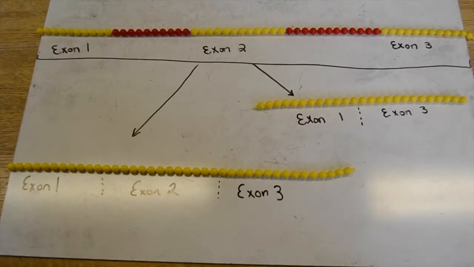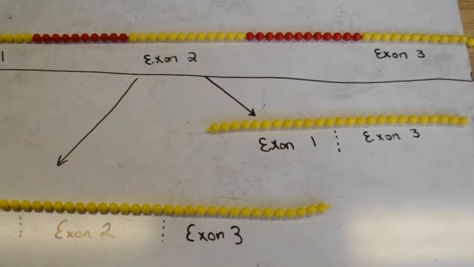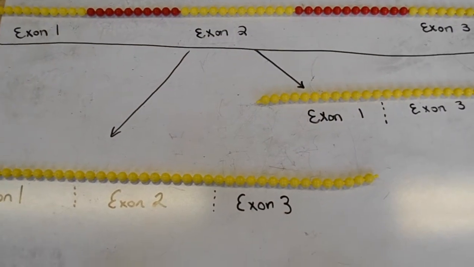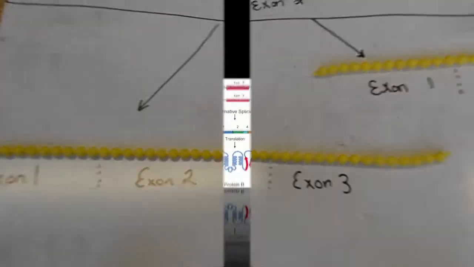Because it allows for a single gene to be spliced in various ways and code for multiple polypeptides or RNA products, alternative splicing increases our genetic diversity.